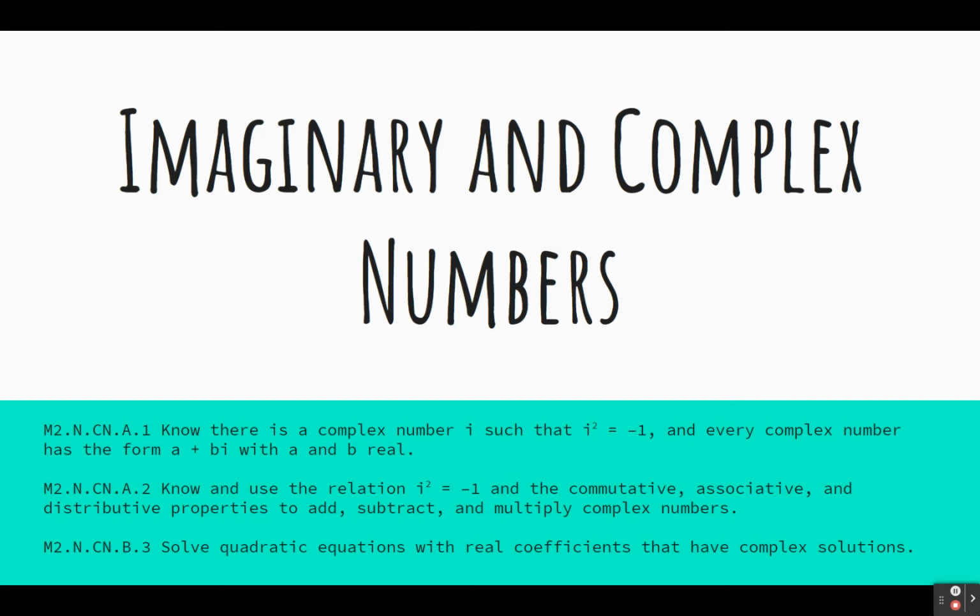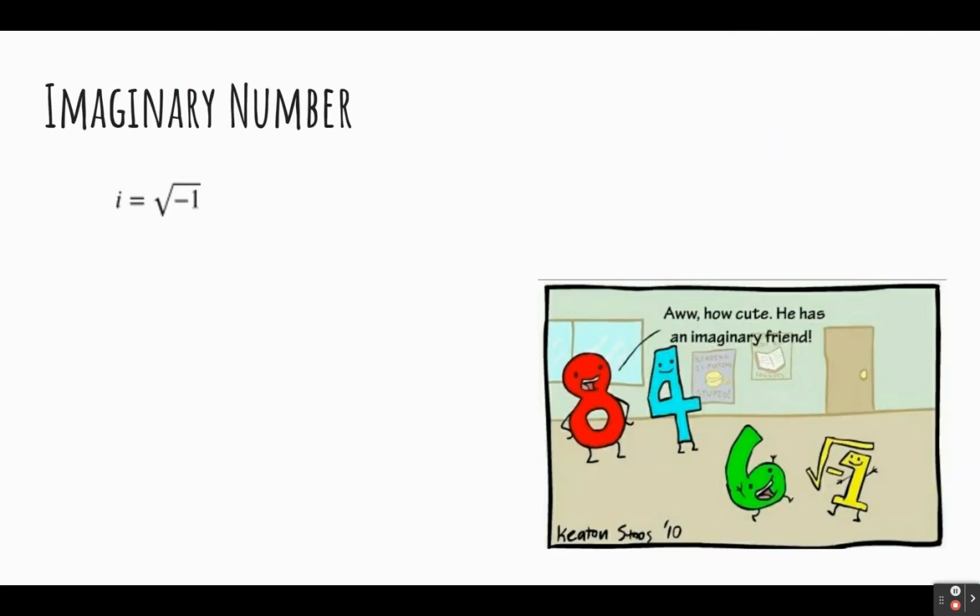In this lesson, you will learn how to work with imaginary and complex numbers. Imaginary number i is defined by the square root of -1. If we square each side, we get i squared equals -1, because squaring and square root cancel one another. So it is good to know that i equals the square root of -1, and i squared equals -1.